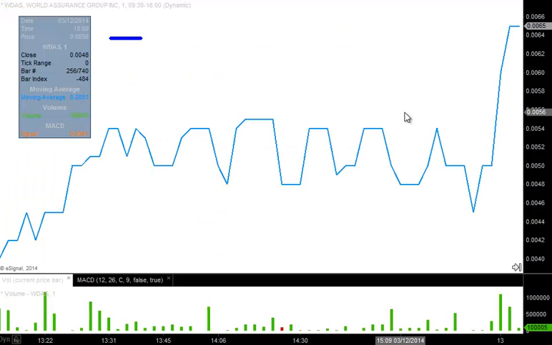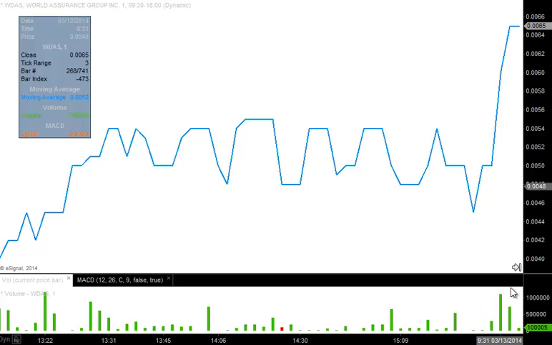So here's the chart of WDAS. What I want you to focus on is down here, this little box that's moving around. It's going to show you the time whenever I move my cursor. So as I move it over, you can see right here, 9:32. See it change from 31 to 32. So this is right when the alert went out at 9:32 a.m. on 3/13/14. You can see the price was right here at 0065. So 0065 is when the alert hit the chat room.